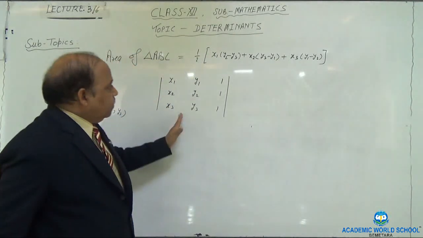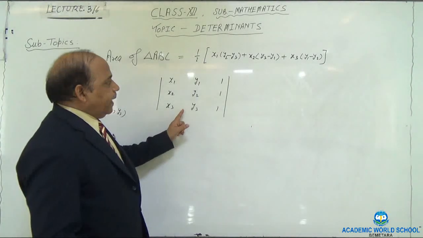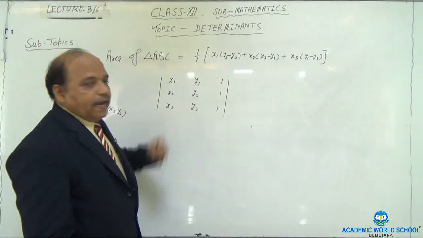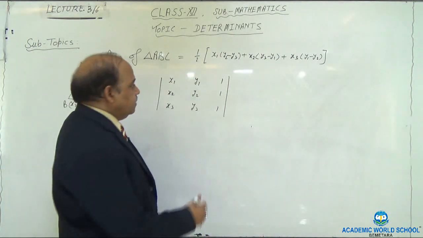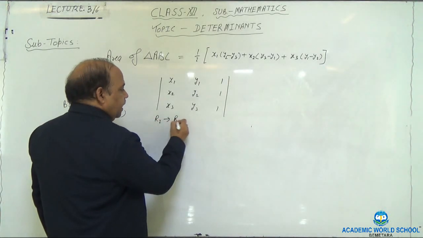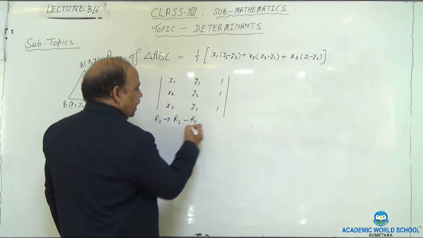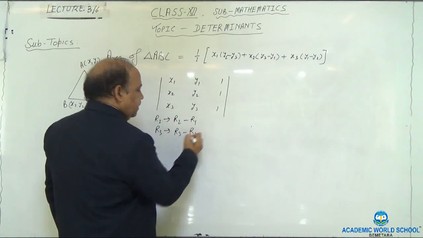If I ask you, okay, expand this. Let's say expand this. So if I say expand this, what I have to do? I have to create 0 over here. So I am making some change in that. What is the change? In R2 I am making change R2 minus R1, and then R3 I am making change, R3 minus R1.